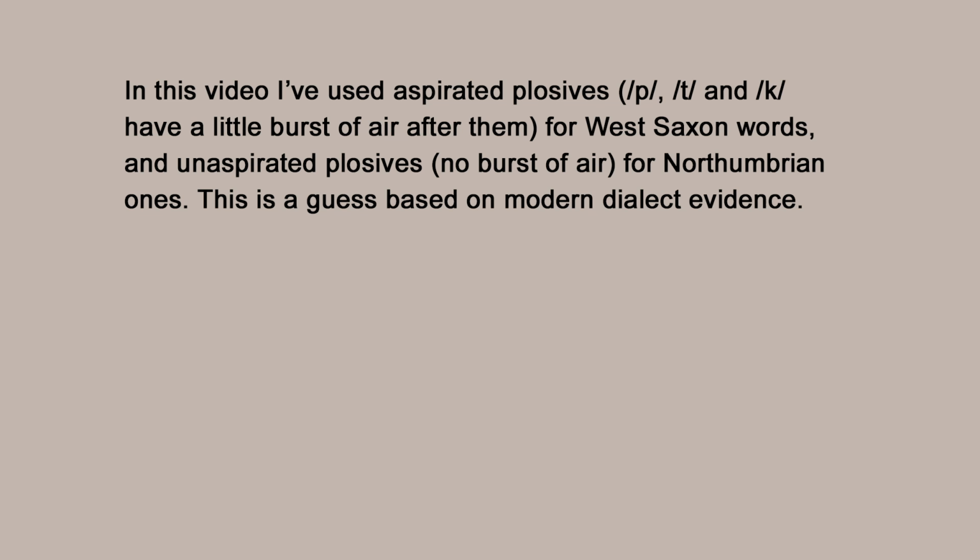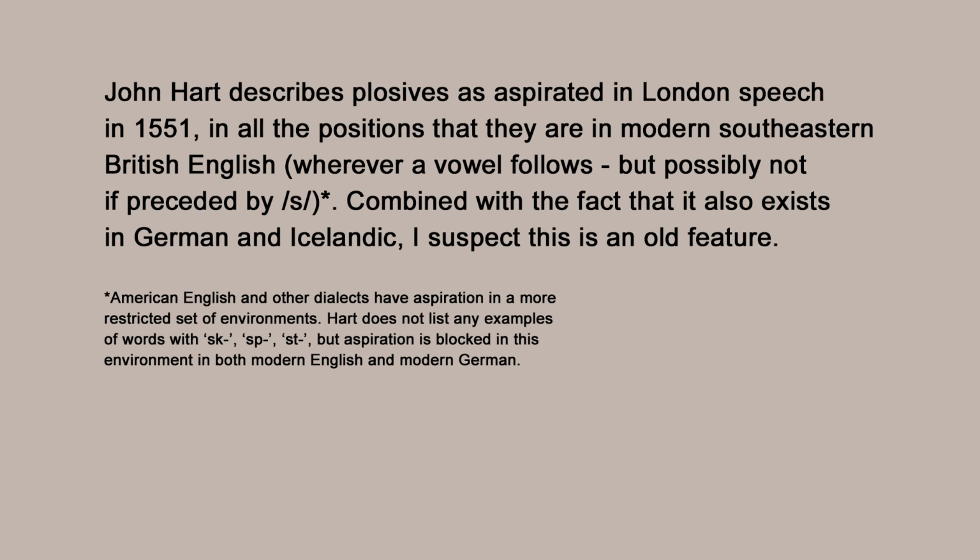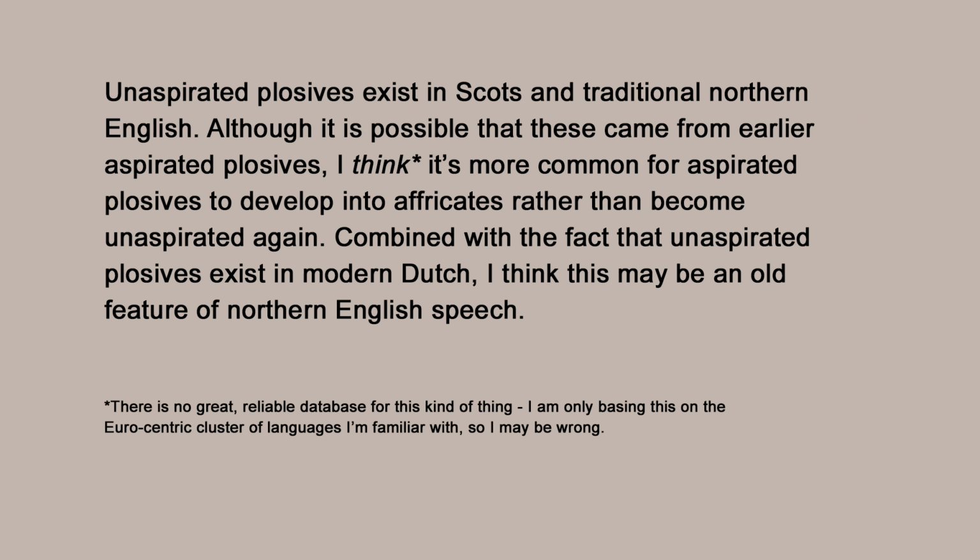Throughout this video I've used unaspirated plosives for Northumbrian, b, d, g, and aspirated ones for West Saxon, p, t, k. Aspiration in the south is described by phoneticians in very early modern English, and it's reflected in German and Icelandic as well. On the other hand, unaspirated plosives are extremely widespread in Scots and traditional Northern English dialects, both in the earliest audio recordings and among modern speakers.